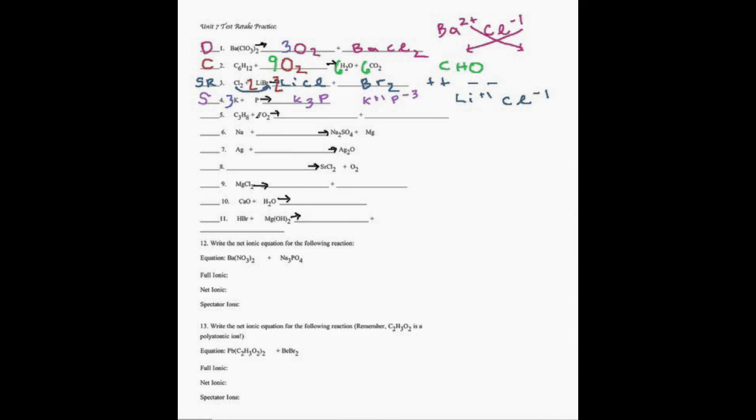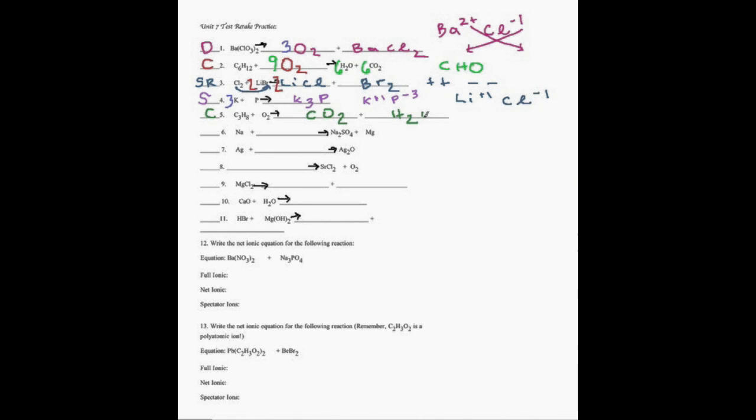Now, number 5, I've got a hydrocarbon plus oxygen. Automatically in your head, you should be thinking combustion. All right? Products of combustion. Look at your cheat sheet. Okay? Your products of combustion are going to be carbon dioxide, CO2, carbon di, 2 oxygens, plus water.